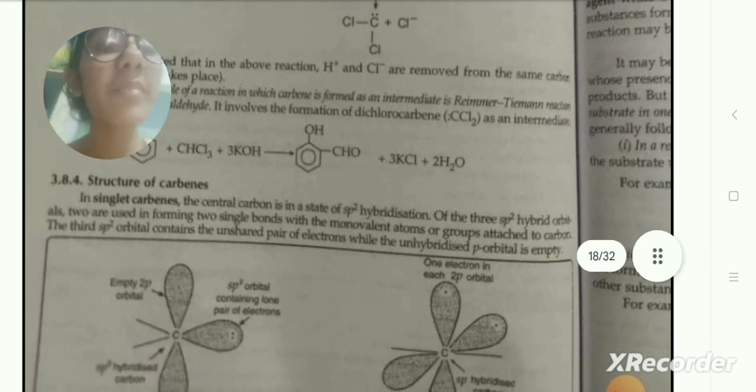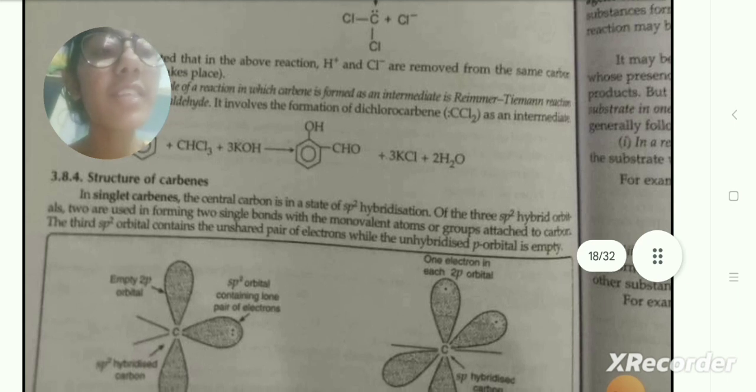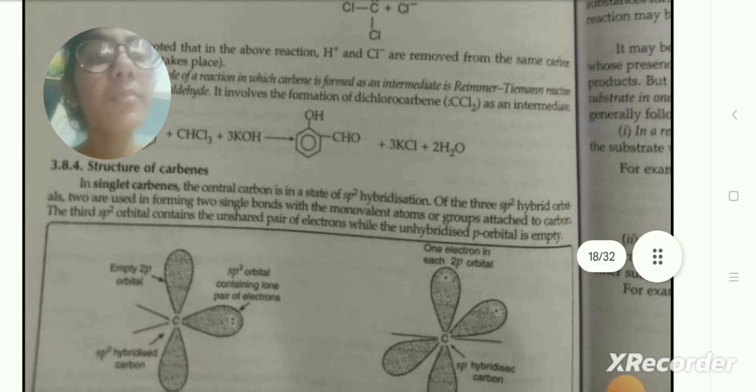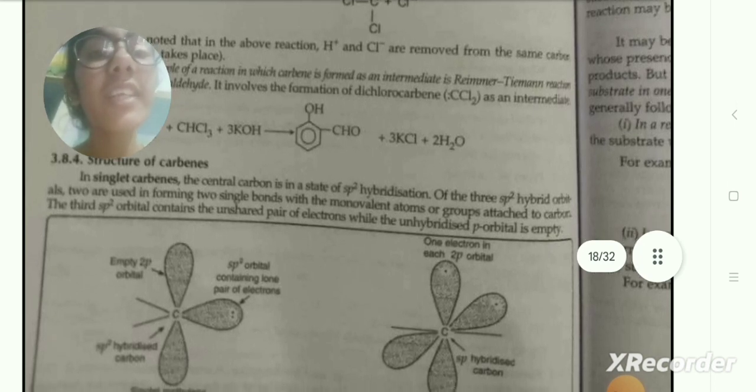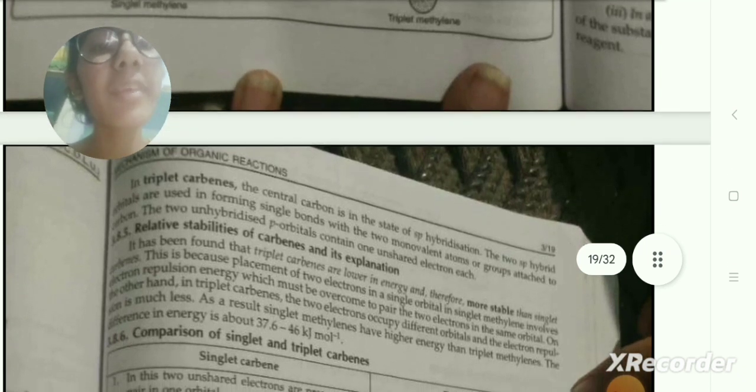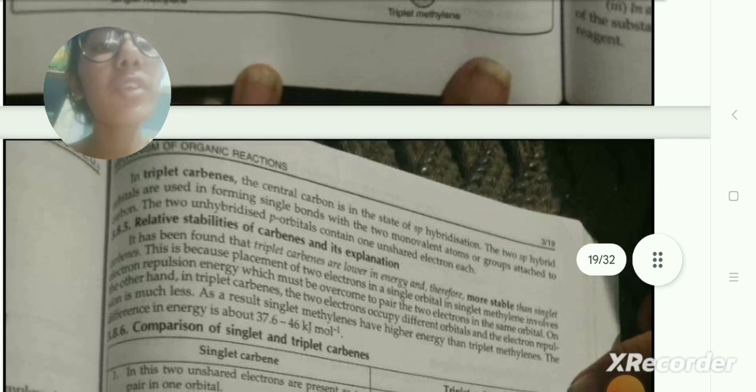Structure of carbenes. In singlet carbene, the carbon is in a state of sp2 hybridization. Two of these sp2 hybrid orbitals are used in forming sigma bonds with the two monovalent atoms or groups attached to the carbon. The third sp2 orbital contains the unshared pair of electrons, while the unhybridized p orbital is empty. In triplet carbene, the central carbon is in the state of sp hybridization. The two sp hybrids are used in forming sigma bonds with the two monovalent atoms or groups attached to the carbon. The two unhybridized p orbitals contain one unshared electron each.